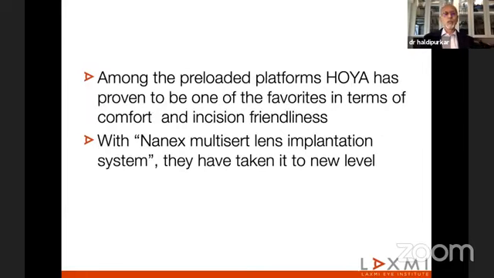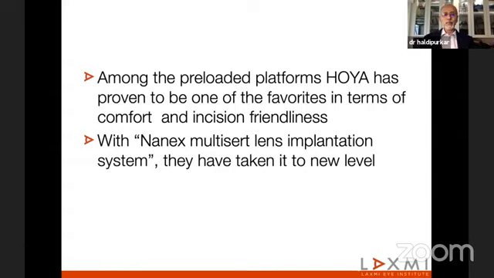Well, talking about the preloaded platforms, Hoya has proven to be one of the favorites in terms of comfort and incision friendliness, which was mentioned by the previous two speakers.